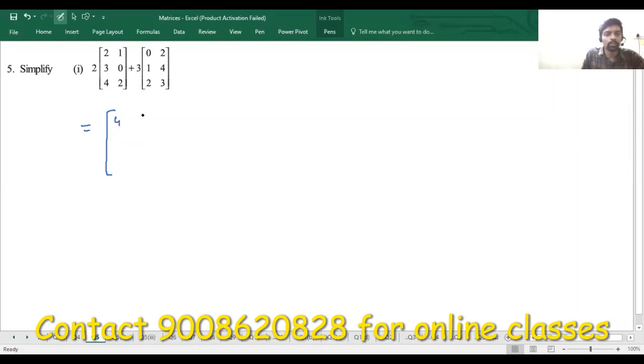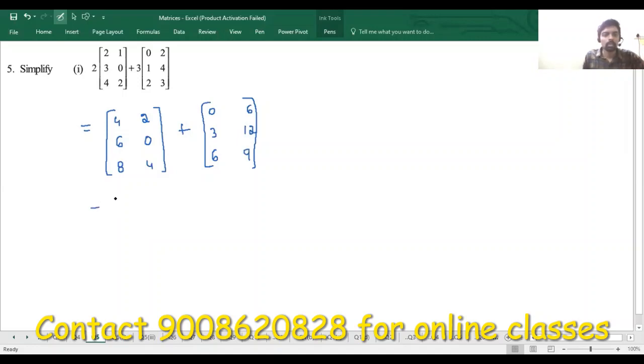2 into 2 is 4. 2 into 1 is 2. 2 into 3 is 6. 2 into 0 is 0. 2 into 4 is 8. Then 2 into 2 is 4. Plus multiply second matrix by the scalar 3. Multiply this guys. 3 into 0 is 0. 3 into 2 is 6. 3 into 1 is 3. 3 into 4 is 12. 3 into 2 is 6. 3 into 3 is 9.